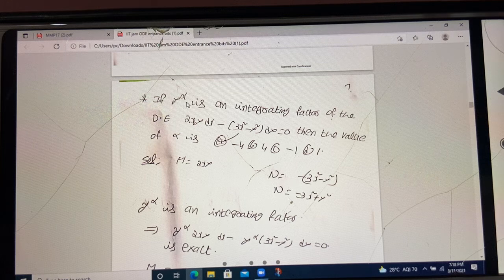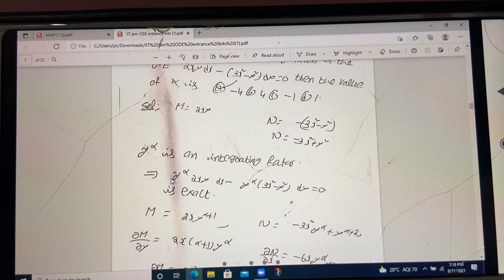Now, if y power alpha is an integrating factor of the differential equation, then the value of alpha is? So M is 2xy, N is minus of 3x square minus y square, so minus 3x square plus y square. Earlier we were asked to find the integrating factor, but now you are given that for some value of alpha, this is the integrating factor. According to the definition, if you multiply the equation by y power alpha, then it will become exact.